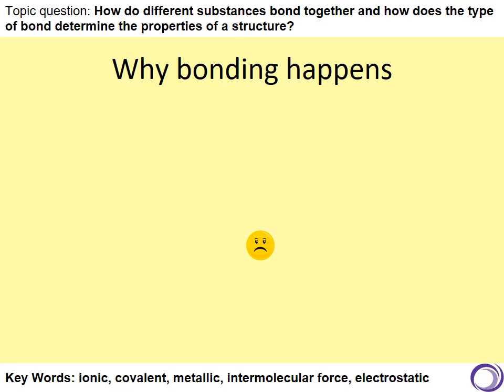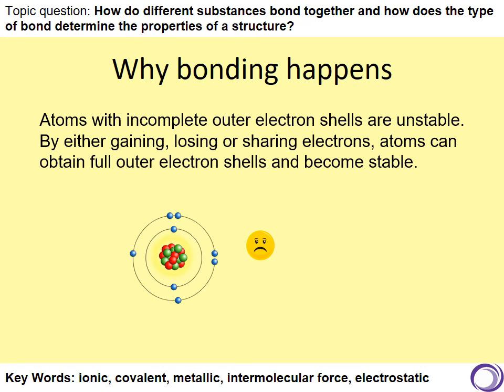So why does bonding happen? Well, atoms with incomplete outer shells are unstable, and they react with other atoms to gain, lose or share electrons and obtain a full outer shell to become stable.